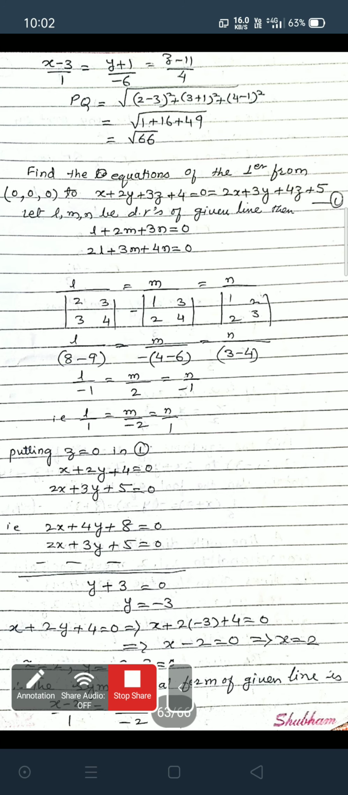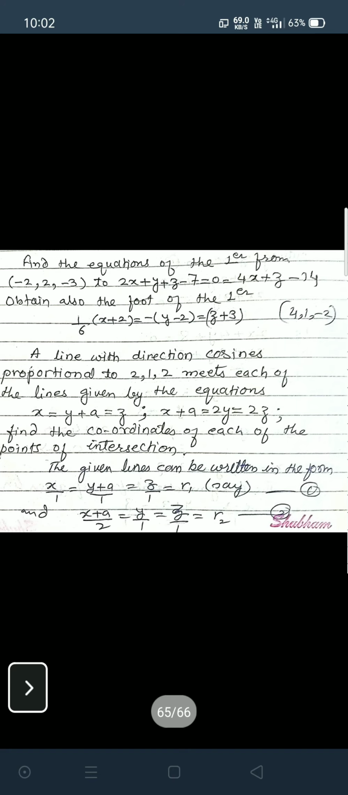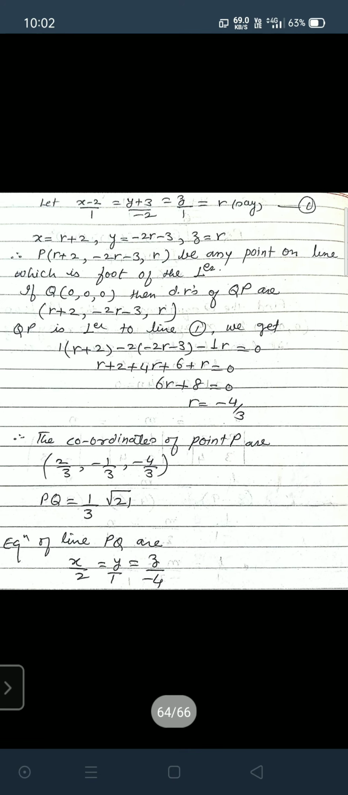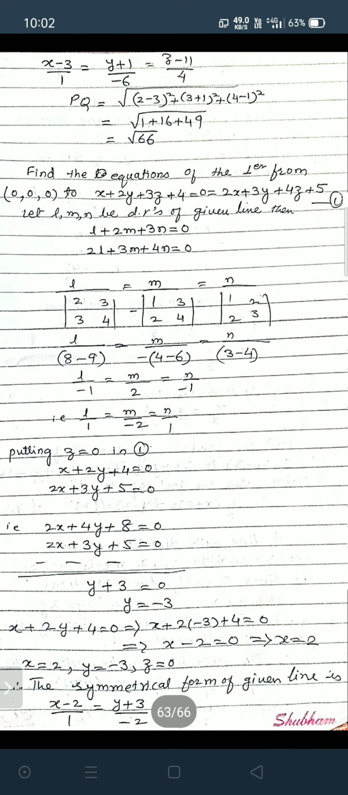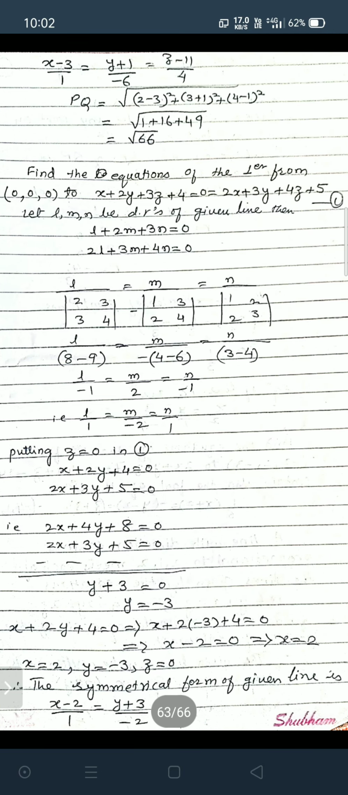This is the same example. Next example: find the equation of the perpendicular from (0, 0, 0) to the line x + 2y + 3z + 4 = 0 = 2x + 3y + 4z + 5.